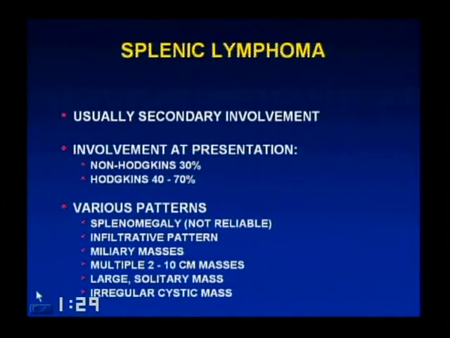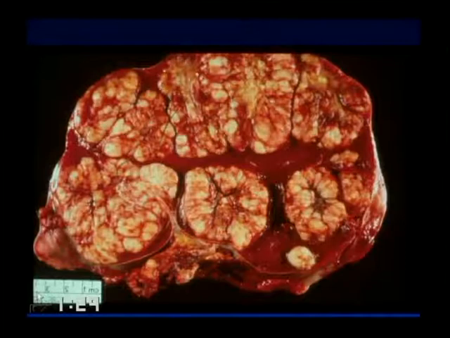The take-home message on splenic lymphoma, which you all have seen, is that lymphomatous involvement of the spleen is usually stage 4 disease. That means it's usually multi-organ involvement. Solitary splenic lymphoma is rare. We wrote a paper about it from the AFIP, and it can take a variety of patterns: splenomegaly, which is not reliable, infiltrative pattern, small miliary masses, large masses, a single large solitary mass which might become cystic. I'll show you some gross examples.